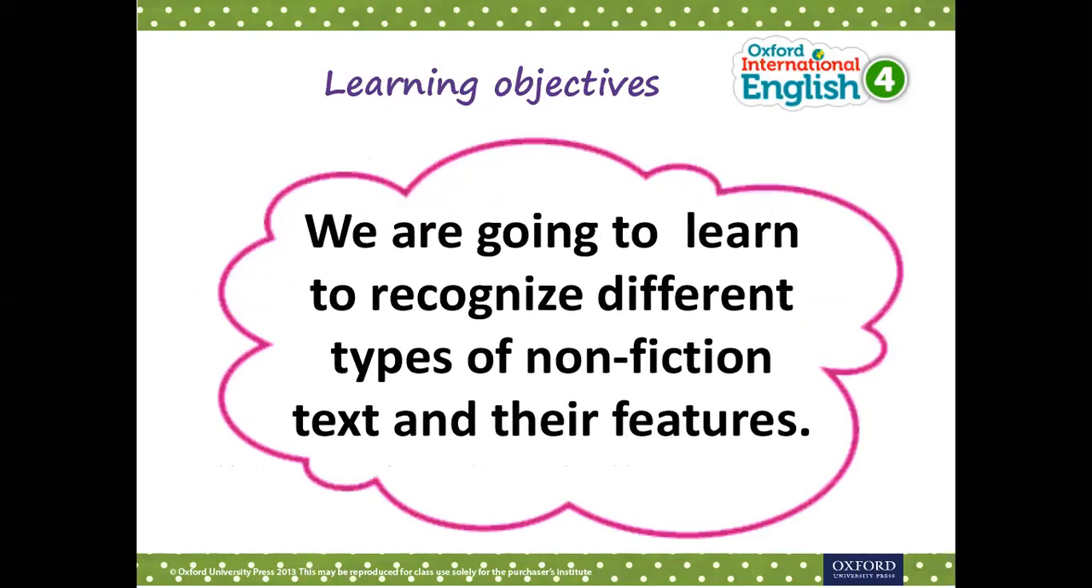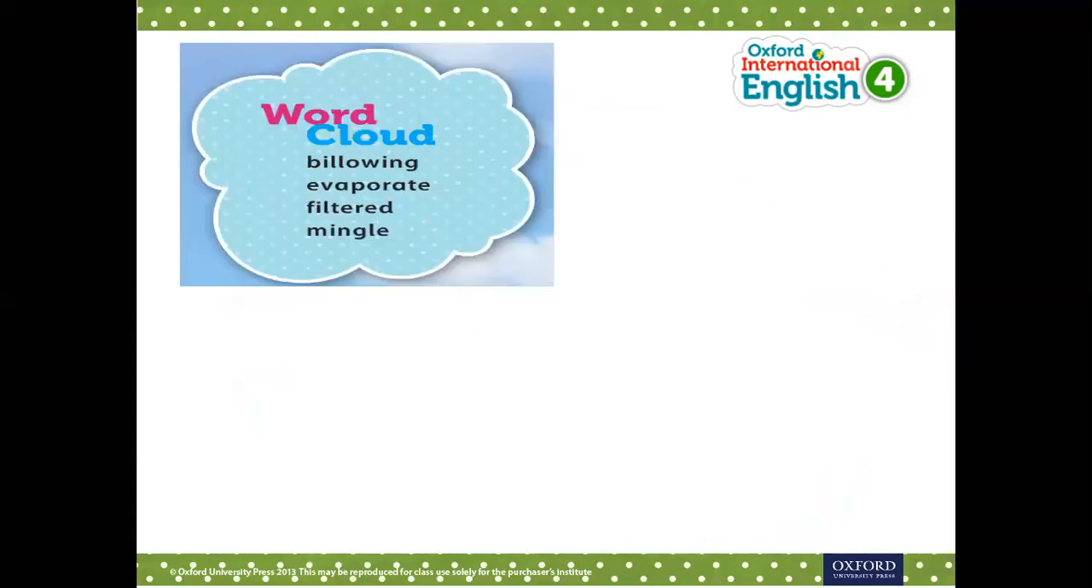Learning objective of the lesson. We're going to learn to recognize different types of non-fiction text and their features. As we know, non-fiction text means a text based on true events or true information. Non-fiction text can be an article, a newspaper article, or a story based on a true event or something that happened. So it's non-fiction, that means it's true information that's given to us.